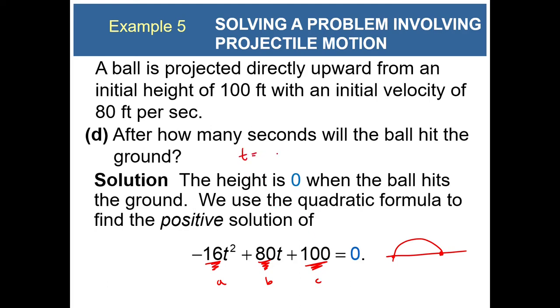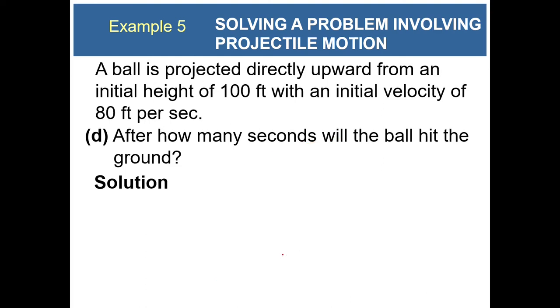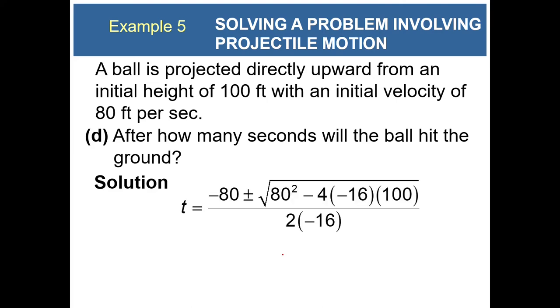Remember, the quadratic formula in this case is t, because we're talking about time, equals negative b plus or minus the square root of b squared minus 4ac, divided by 2a. So let's plug these values into the quadratic formula. And we get t equals negative 80 plus or minus the square root of 80 squared minus 4 times negative 16 times 100, all over 2 times negative 16.